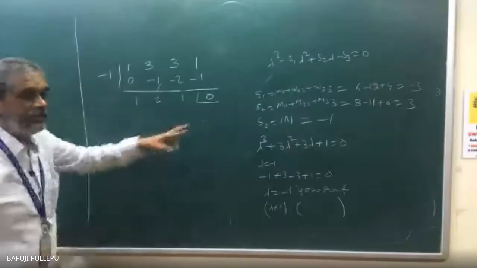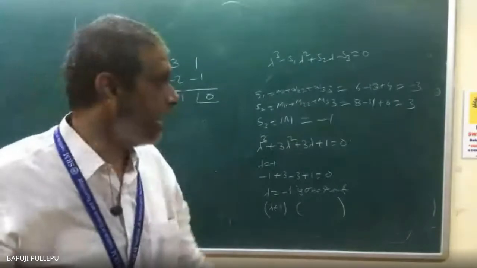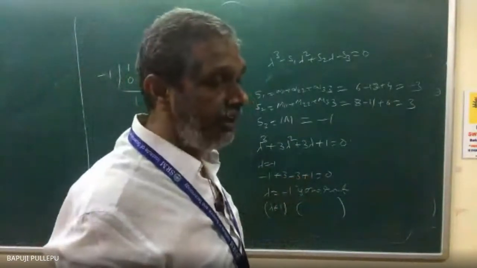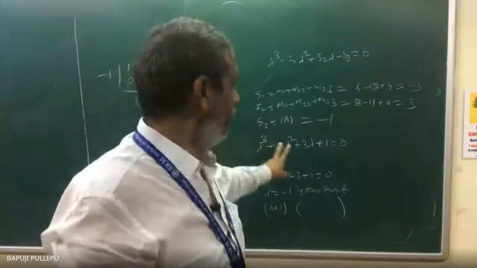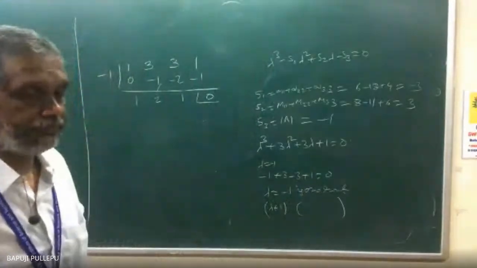If you don't get 0 here, it's not a root. You have to get 0. After satisfying here only you can go there. Some people start there only without getting it right. Don't try. If you get 0, you can come here. Correct? Yes, sir.